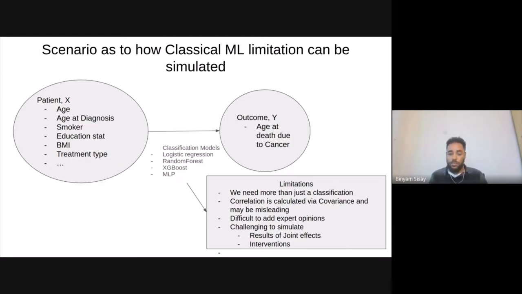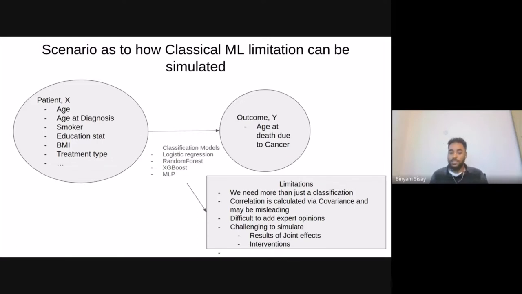The next limitation is that correlation is calculated using classical machine learning via covariance, and this may be very misleading, as I've told you in the skin cancer scenario. And the third thing is it's difficult to add experts' opinions. Now, let's say here we have age at diagnosis, and that age at diagnosis may affect the treatment type. We may get it via the correlation, but that still does not show the entire story.